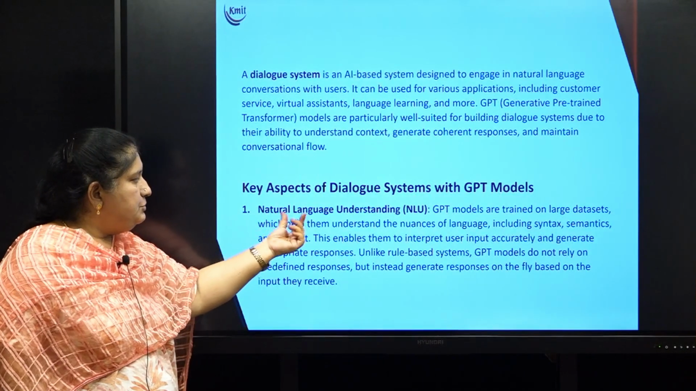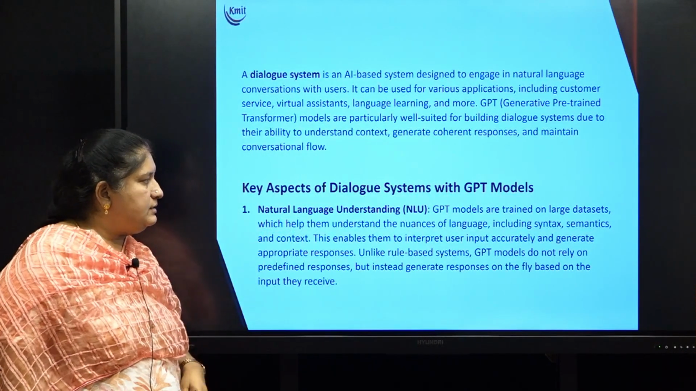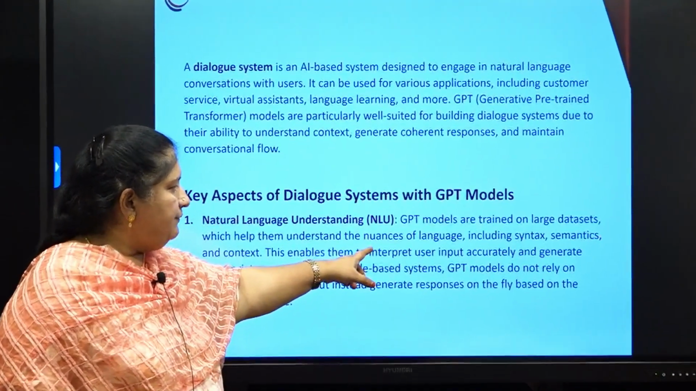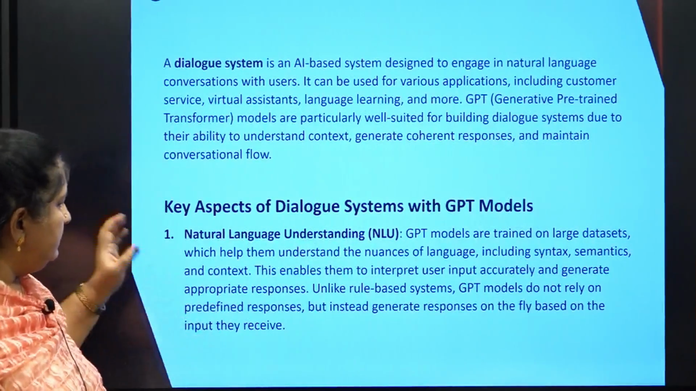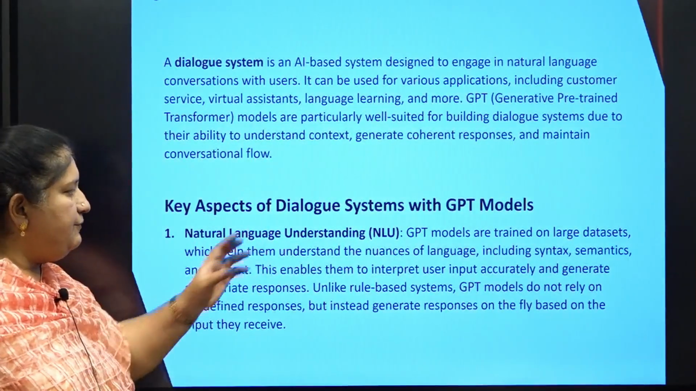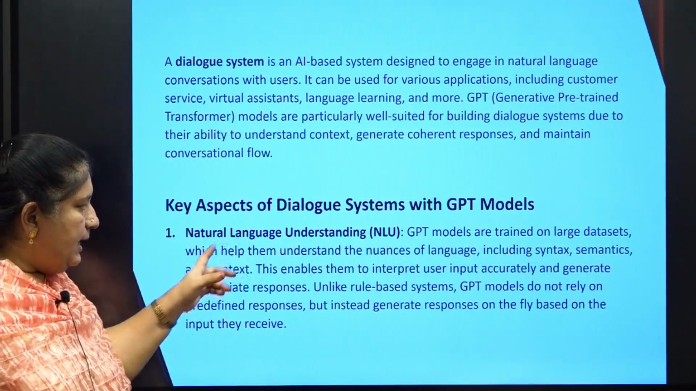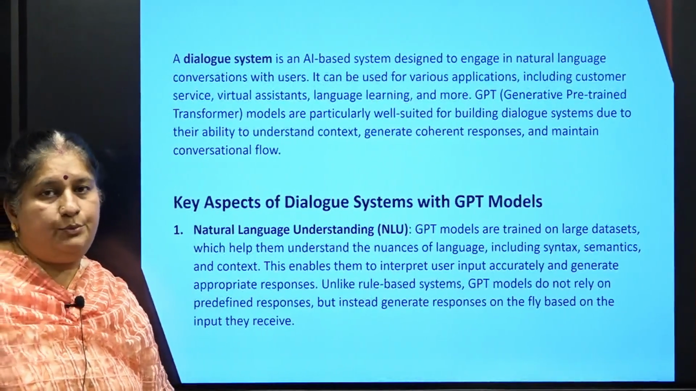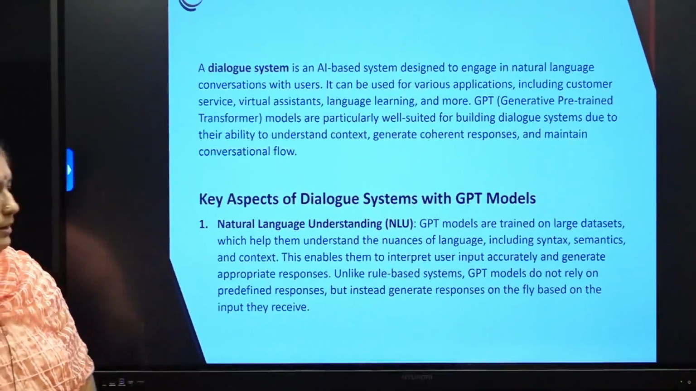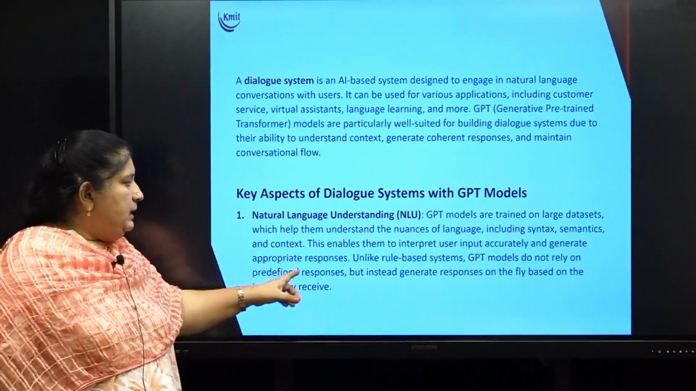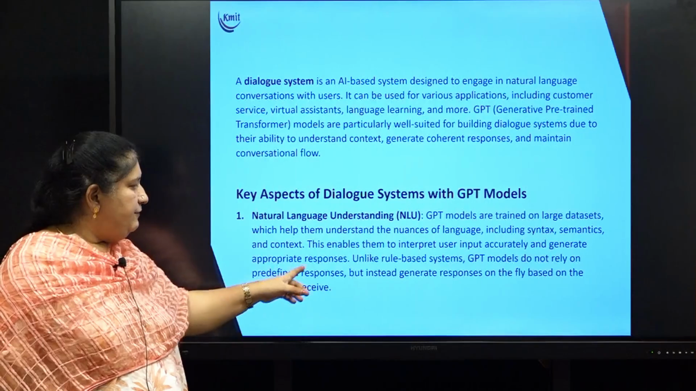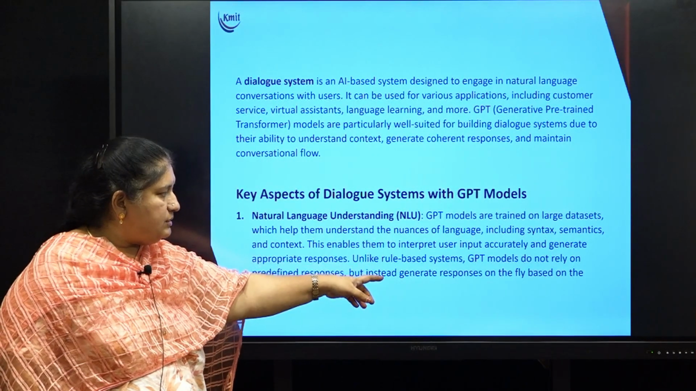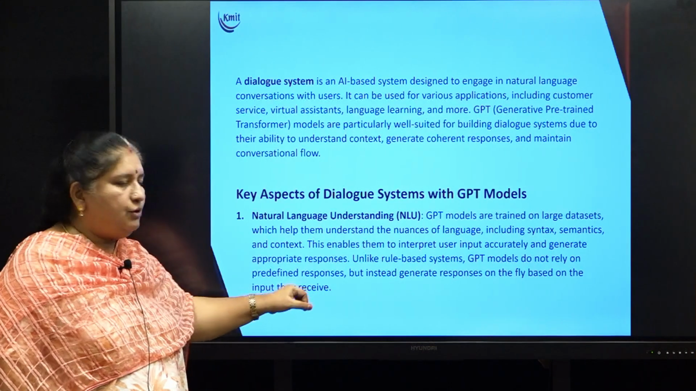It has to understand what natural language you are trying to use. So, we try to use the domain natural language understanding, wherein it has to understand the nuances of the language, syntax, it has to understand semantics, context, everything. So, what will it help the model? It enables the model to interpret the user input properly and respond accordingly. So, GPTs do not rely on predefined responses, but instead generate responses on the fly based on the input they are receiving.